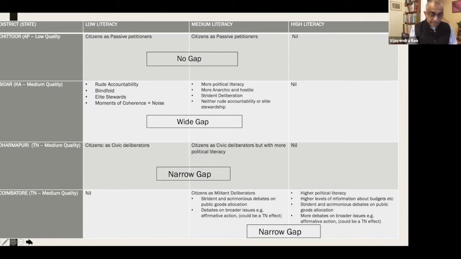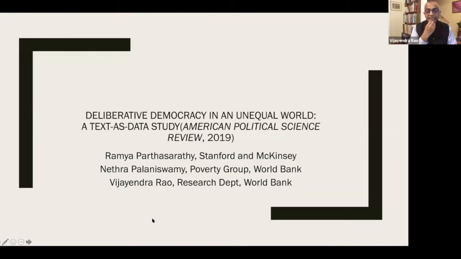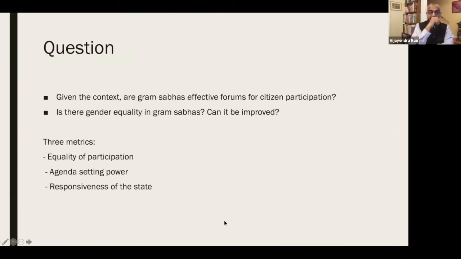Okay. So I'm now going to go to the other paper, which is Deliberative Democracy in an Unequal World, which is basically using a different technique to ask similar questions. Now, the question in this paper, and this is all in Tamil Nadu, in one state, is: given the context of Gram Sabhas as effective forums for citizen participation, is there gender equality in Gram Sabhas, and can it be improved?